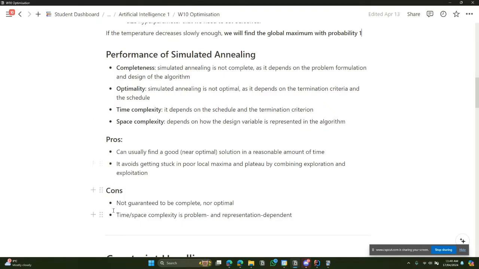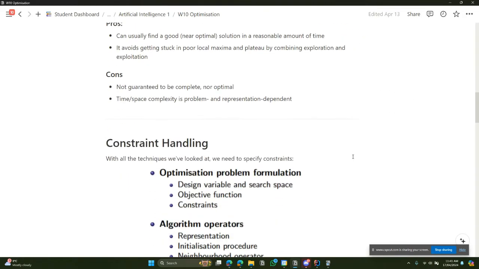However, the cons are it's not complete nor optimal. It can't be if your optimization problem isn't good, and therefore it's not reliable. You can't always use it for guaranteed completion. And the time and space complexity is problem and representation dependent. So again, that's very dependent on the problem. Basically, if you're catching the drift, it's very good at finding the optimal solution. However, it's very sensitive to a badly formulated problem. So if you formulate your problem badly, you're screwed basically. Okay, cool. Let's move on to the next topic. So constraint handling.